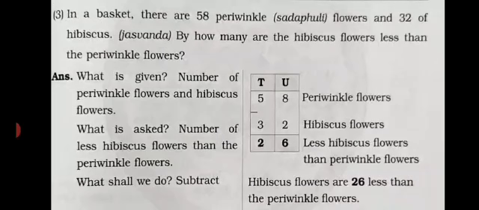Question number 6. In a basket, there are 58 periwinkle flowers and 32 of hibiscus. By how many are the hibiscus flowers less than the periwinkle flowers? What is given? Number of periwinkle flowers and hibiscus flowers. What is asked? Number of less hibiscus flowers than the periwinkle flowers. What shall we do? We have to subtract.